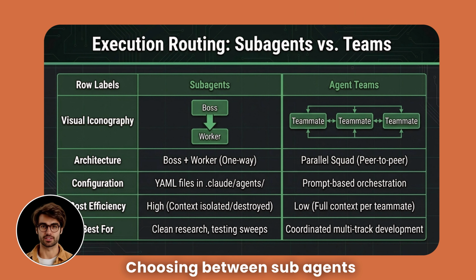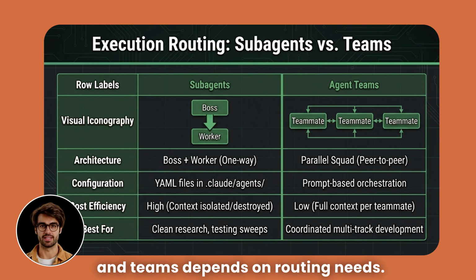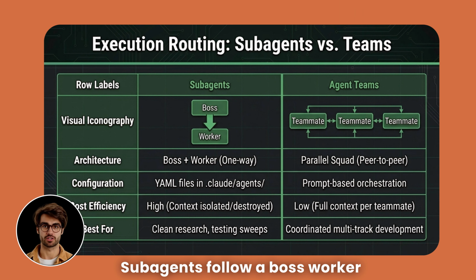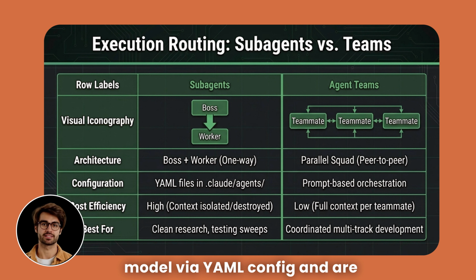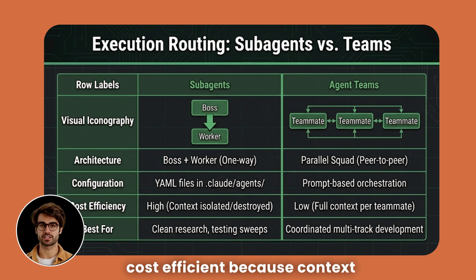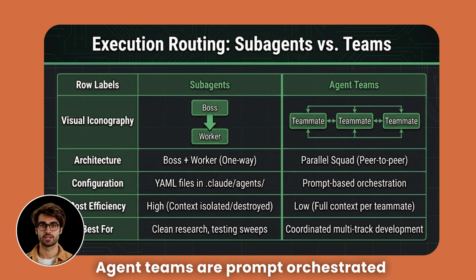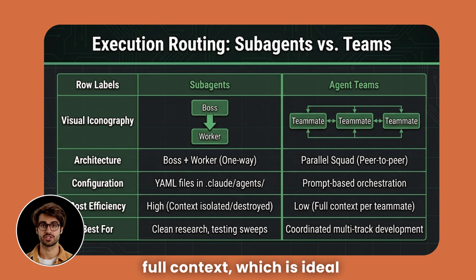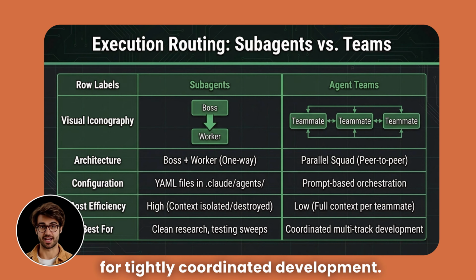Choosing between subagents and teams depends on routing needs. Subagents follow a boss worker model via YAML config and are cost-efficient because context is isolated then discarded. Agent teams are prompt-orchestrated peer squads, giving each member full context, which is ideal for tightly coordinated development.